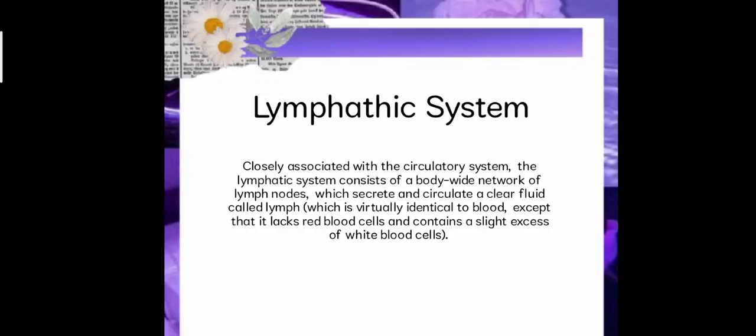Next is the lymphatic system. This is closely associated with the circulatory system. The lymphatic system consists of a body-wide network of lymph nodes which secrete and circulate a clear fluid called lymph, which is virtually identical to blood except that it lacks red blood cells and contains a slight excess of white blood cells. So the lymphatic system protects the body against foreign material, assists in circulation of body fluids between cells and the bloodstream, and transports dietary fats.